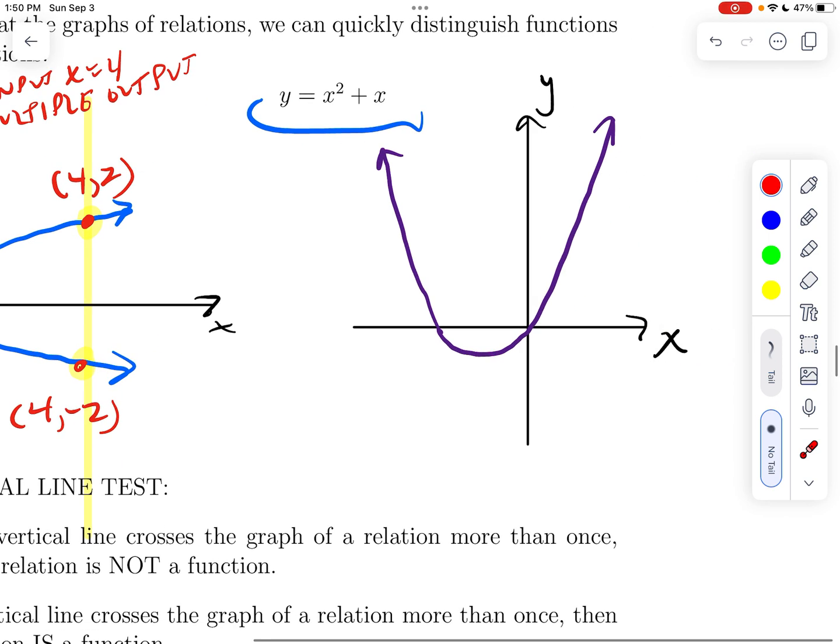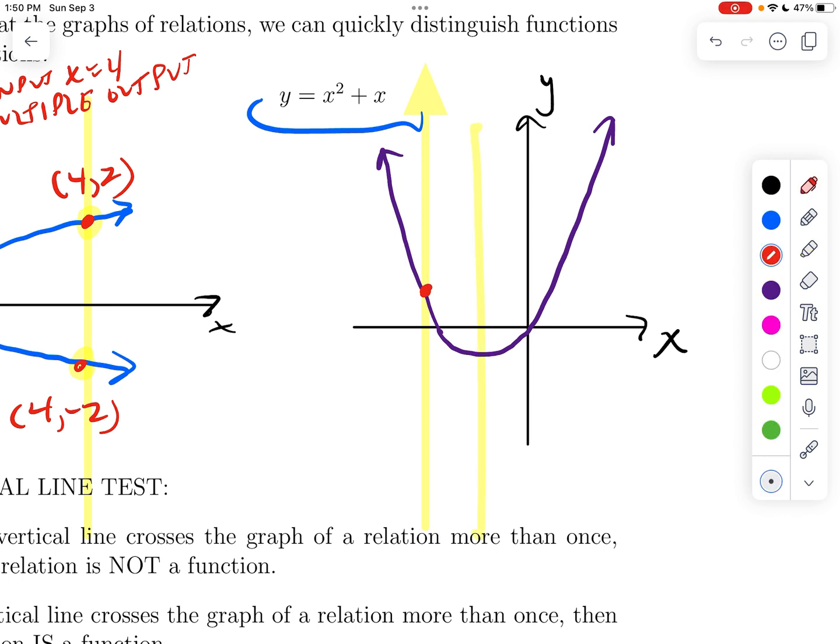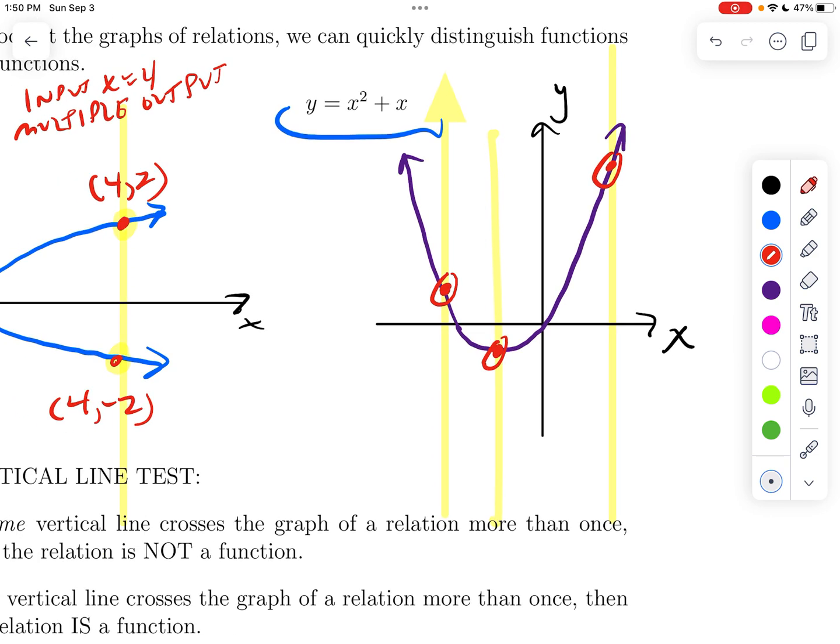While over here, you might notice, whatever I choose for x, there's only one y. Whatever vertical line I throw at this, it intersects in only one point. Right? Here's the only place that intersects. Here's a vertical line. Here's the only place where it intersects. Here's a vertical line. Here's the only place where it intersects. No vertical line crosses more than once. Every x has its own y.